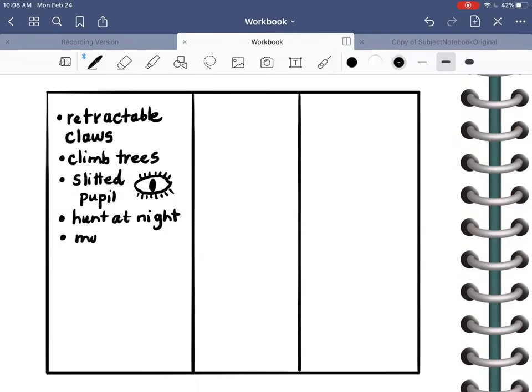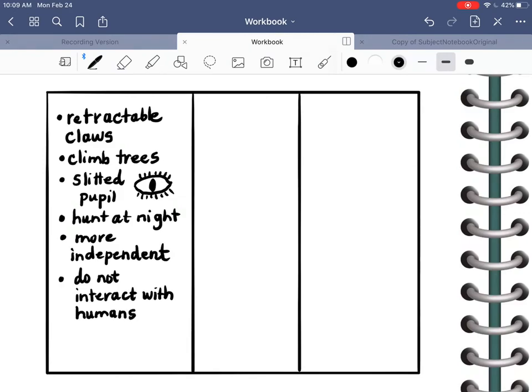Cats, most of the time, are more independent. You can leave them at home all day by themselves. They don't have to go for a walk. They're just more independent. And some cats, anyway, do not interact as much with humans. They don't play ball. They don't do tug of war. Some cats interact more than others with their humans.